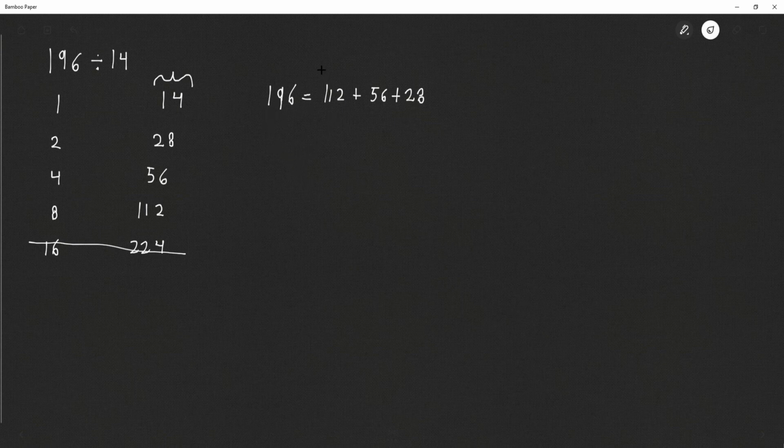But now what we need to do is we need to look at what the powers are for each of these. So 112 is going to be 8, 56 is 4, and 28 is 2. And now we need to just add those together. So we have 8 plus 4 plus 2, which gives us 14, which tells us that 196 divided by 14 is equal to 14.